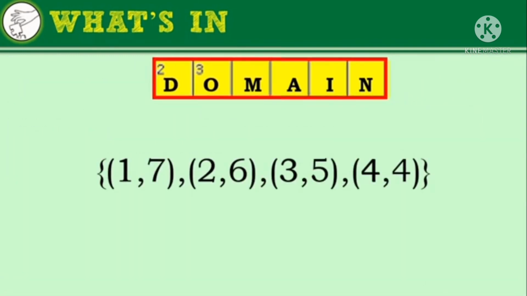When we say domain, look at the example. We have 4 ordered pairs in this set: (1, 7), (2, 6), (3, 5), and (4, 4). Now, what is our domain here? Our domain are the first elements inside the parenthesis, or the first element in each of the ordered pairs. So that means it's 1, 2, 3, and 4, which serves as our domain.